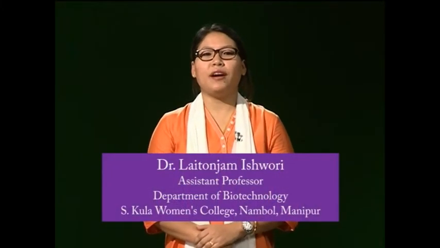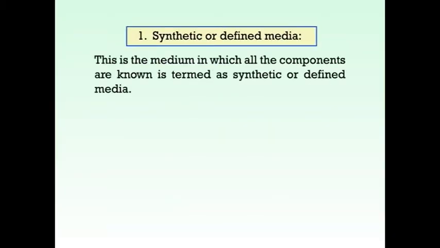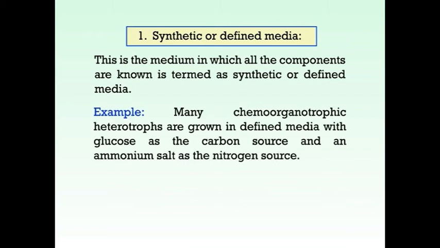So today we'll see the preparation of various media for bacterial growth. Culture media is defined as any material that is prepared for the growth of bacteria in the laboratory. Bacteria can be grown in synthetic or defined media, that is, medium in which all the components are known, termed as the synthetic or defined media. Examples are many chemoorganotrophic heterotrophs. They are grown in the defined media with glucose as the carbon source and ammonium salt as the nitrogen source.